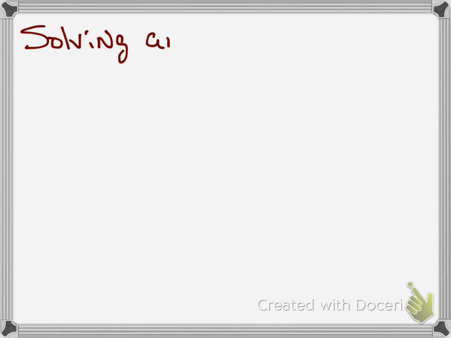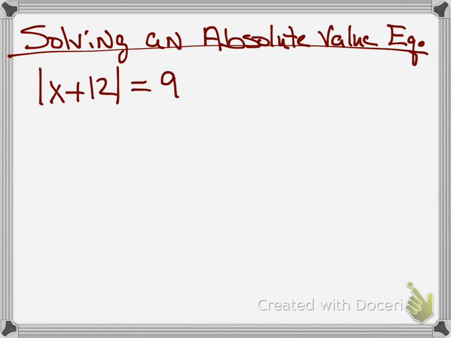Okay, so next part. Solving an absolute value equation. Here's where things get supposedly a little bit tricky. The key here is to remember that we're saying the absolute value of x plus 12 was equal to 9 units, 9 distance. So there was a number that was 9 units away from 0. Well, what numbers are 9 units away from 0? There is 9, and there is -9.